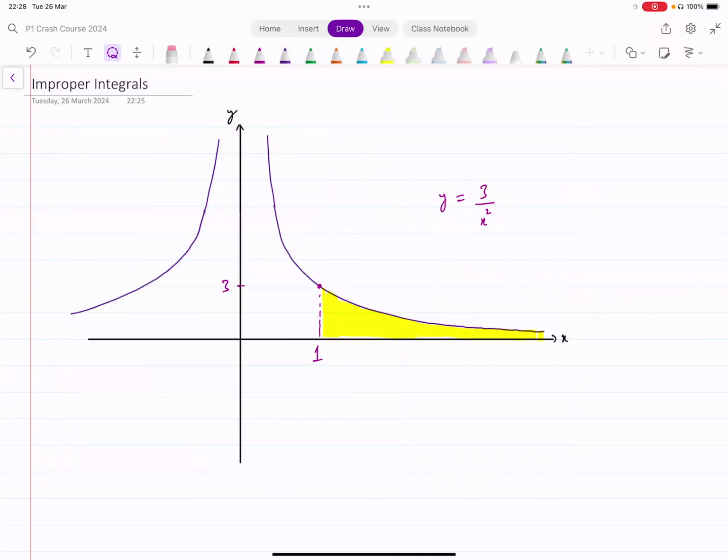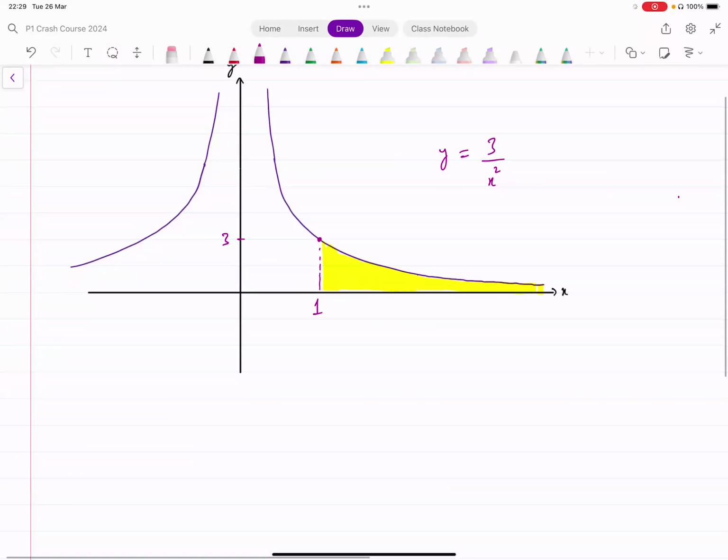Now, how would you do that? How would you describe this area, first of all? This is the area between the graph and the x-axis, right? This is the area between this graph that we've drawn and the x-axis. How do you find the area between a graph and the x-axis? This is the formula that we use for that.